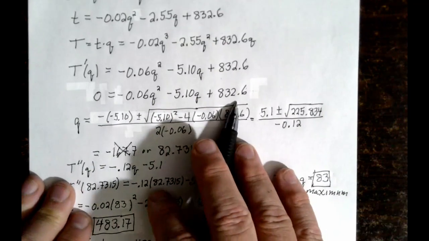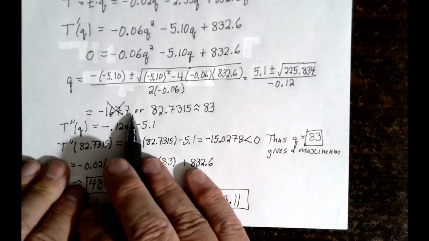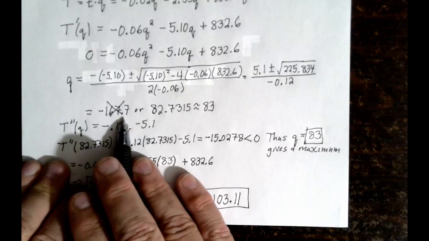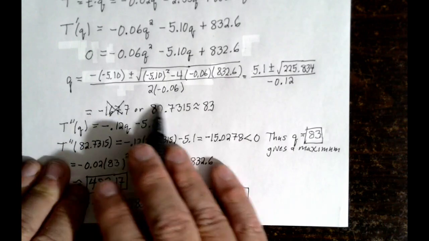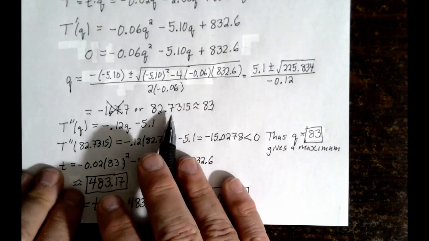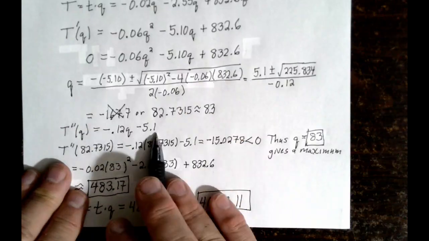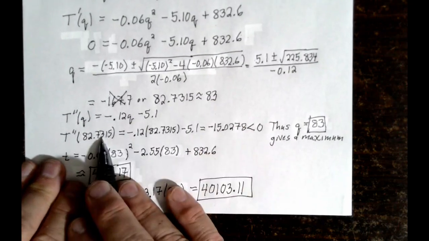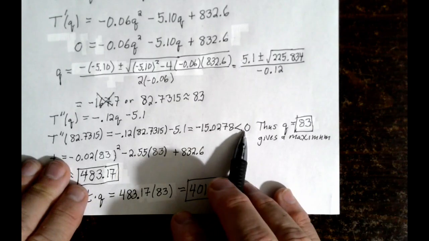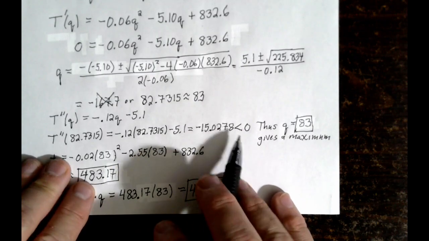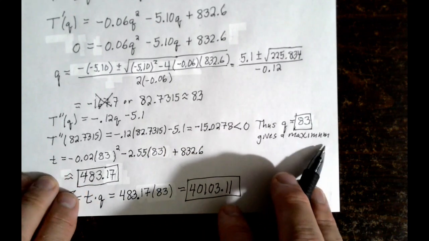And there's no nice way to factor this, so you got to do the quadratic formula, which is nasty with decimals, but you get two answers, a negative 167 or a positive 82.7. And you can't have a negative quantity, so we're going with 82.7. And if you take the second derivative of this, you get this here, and if you plug in your 82.7 into that, you get a number that is negative. Remember, if the second derivative gives you a negative answer, that means the number you plugged in is going to give you a maximum.